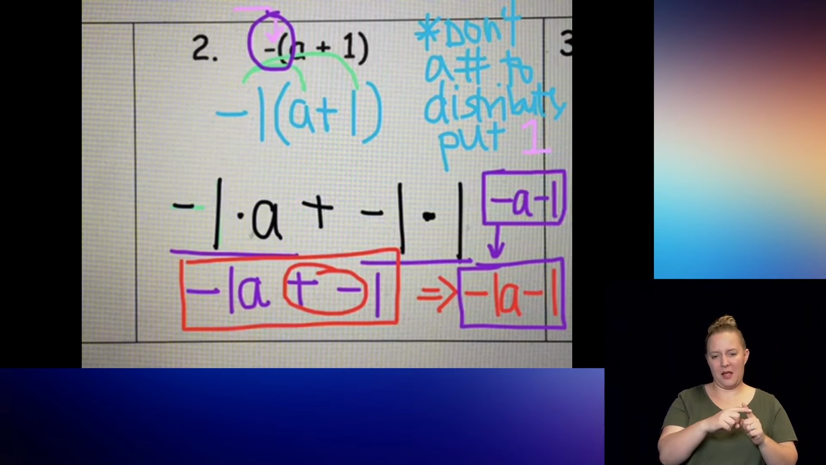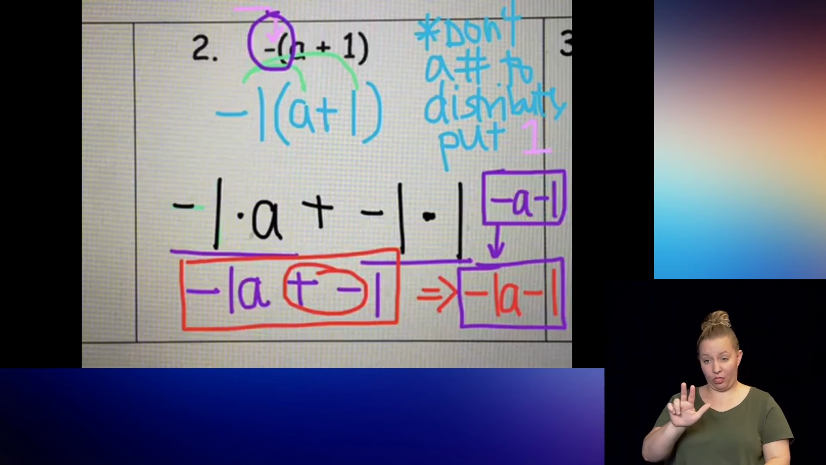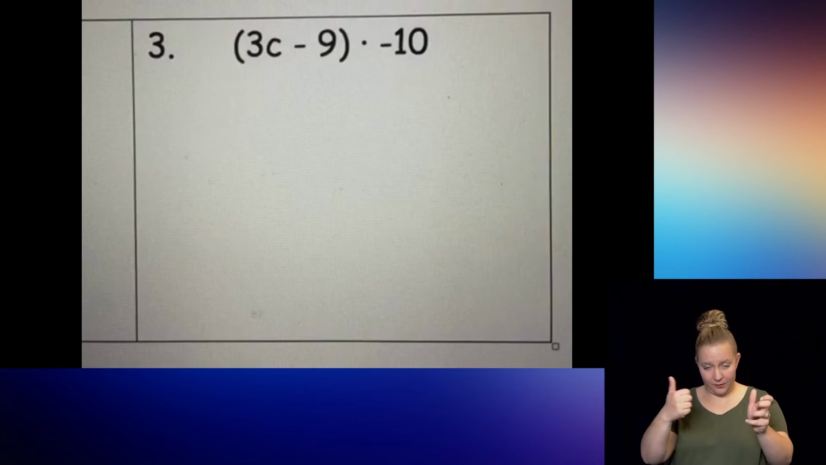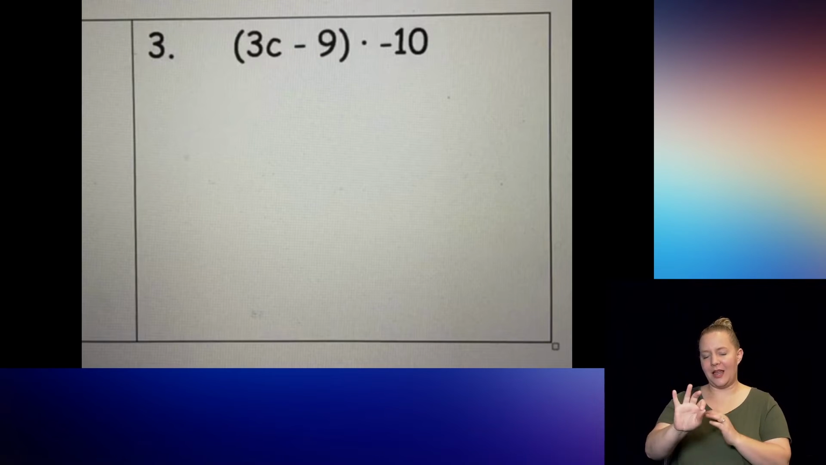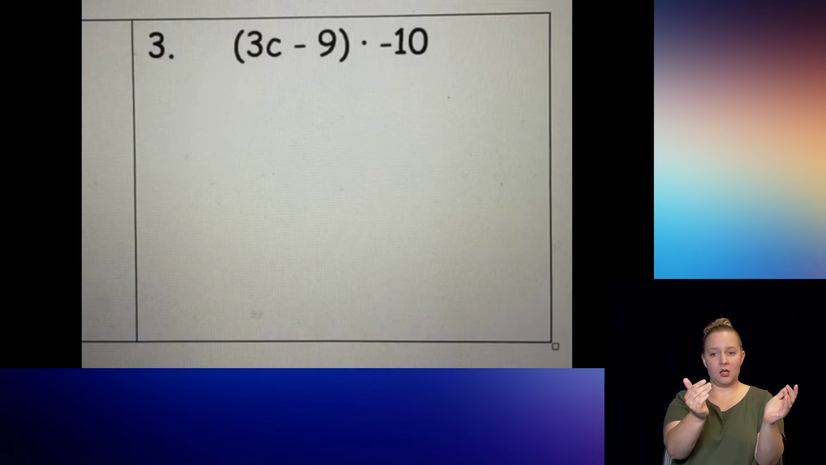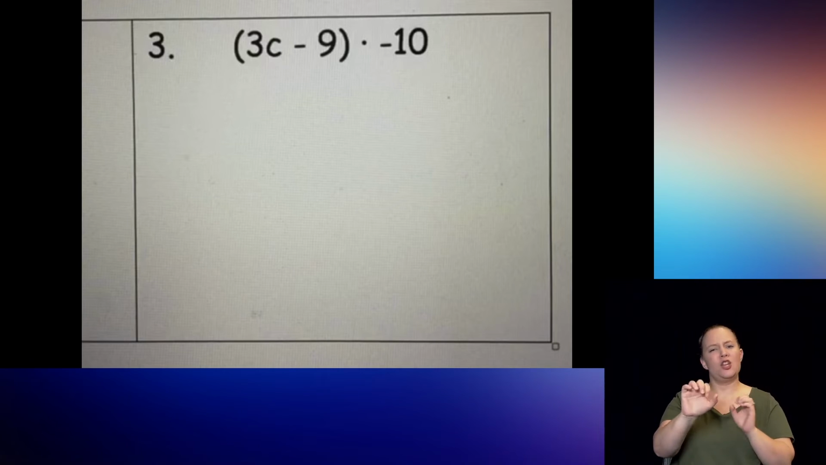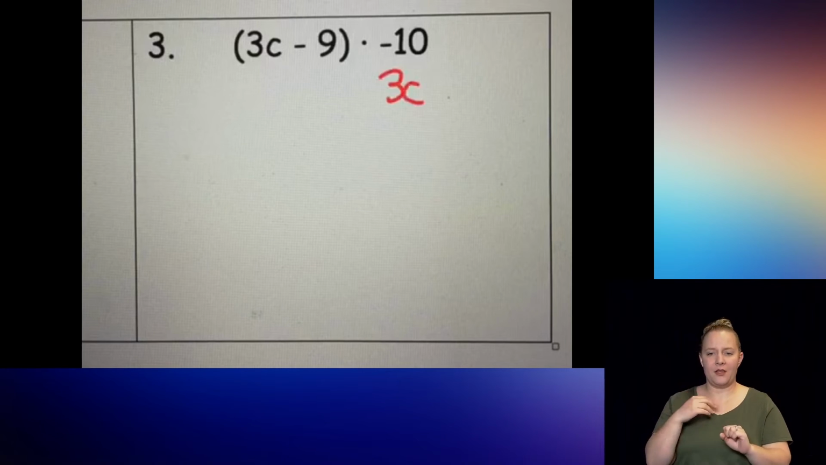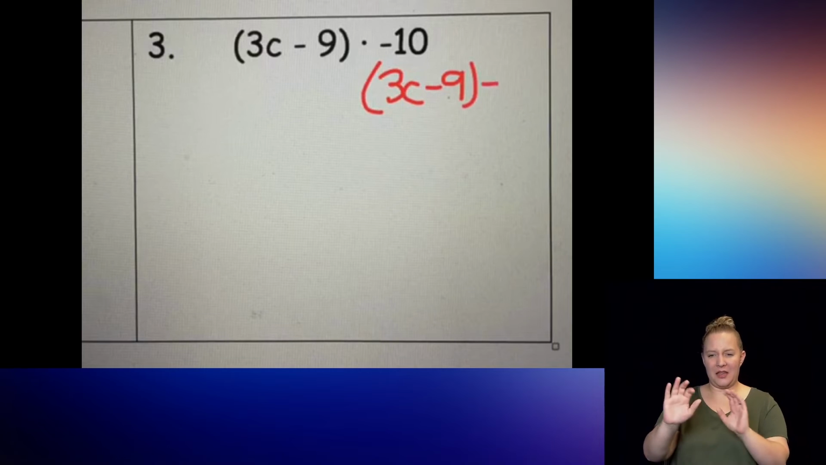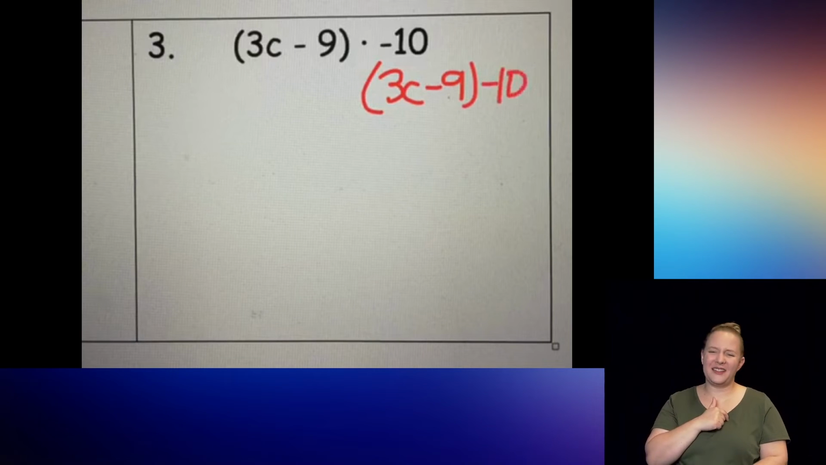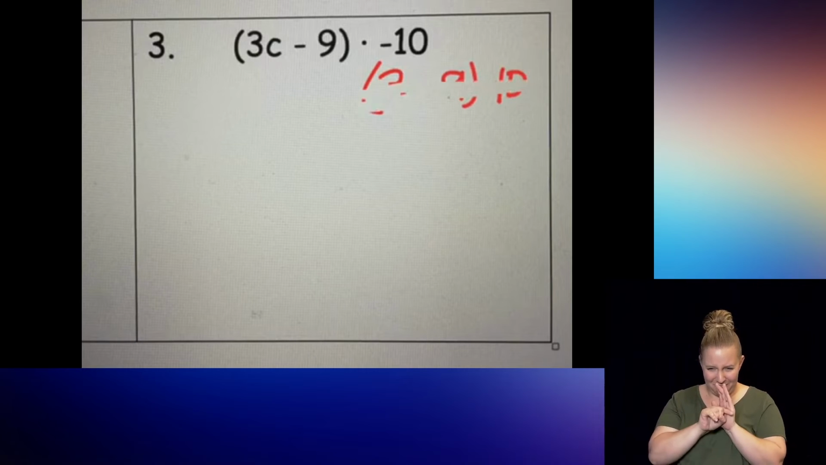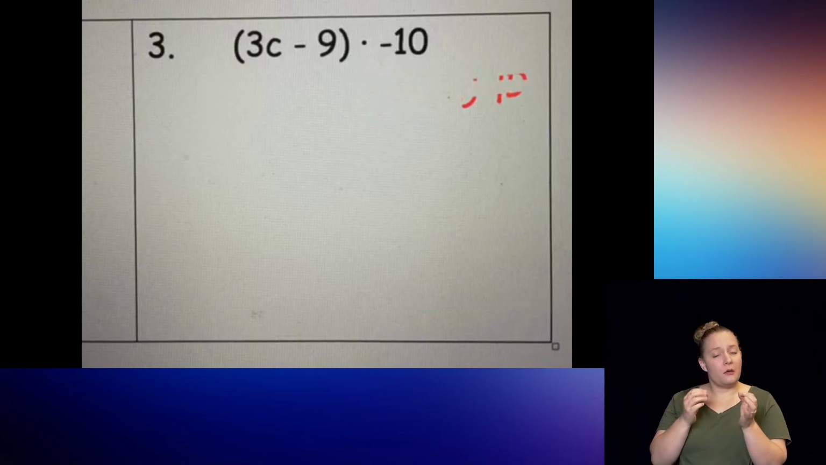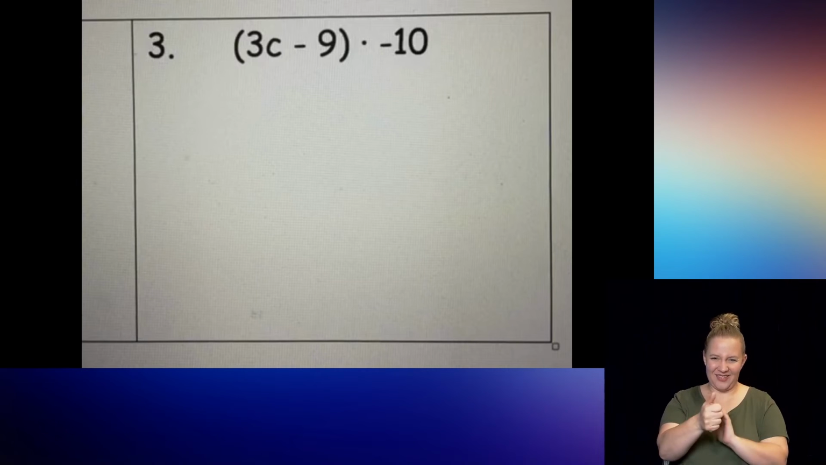All right, and then let's move on to example 3. So now we have 3c minus 9 times negative 10. This is kind of like I have the parentheses, so I have 3c minus 9. I could technically write parentheses negative 10, but that would get confusing because it would look like 3c minus 9 all in parentheses to negative 10, and we would think that's probably a minus sign, right? So instead, we go ahead and put in that times a negative 10, but it's the same principles.